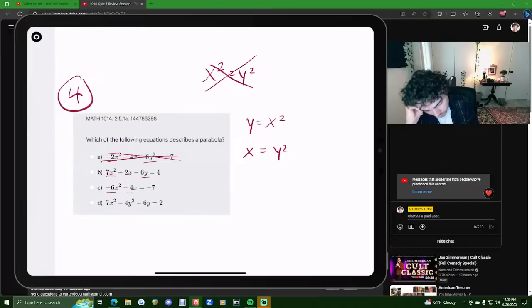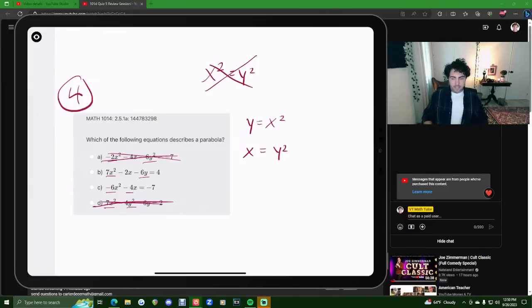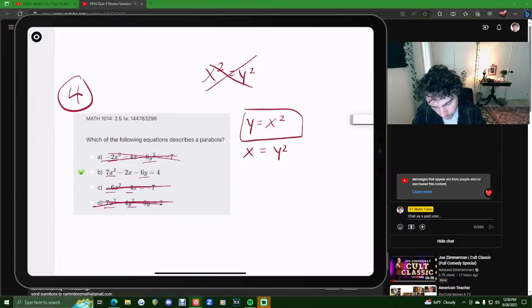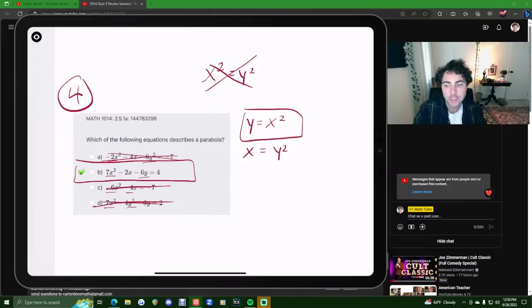Option C, potentially. Option D has both x squared and y squared, so we get rid of that. And then I realized, what's wrong with C? C actually only has x terms, but there's no y. So there's no real equation, there's no two variable relationship. It's just a single variable. So I'm going to eliminate that too. We're looking for just some sort of y with an x squared or x with a y squared. And so that's going to lead us to option B, and we eliminate all the others. All right. That was number 4.